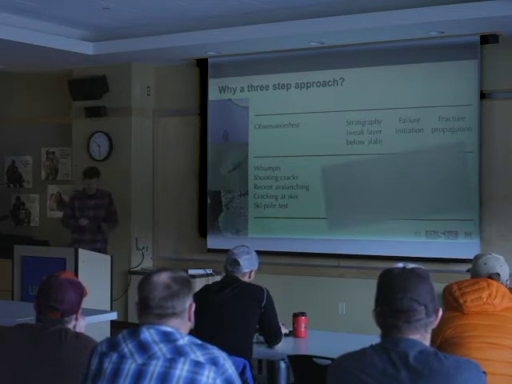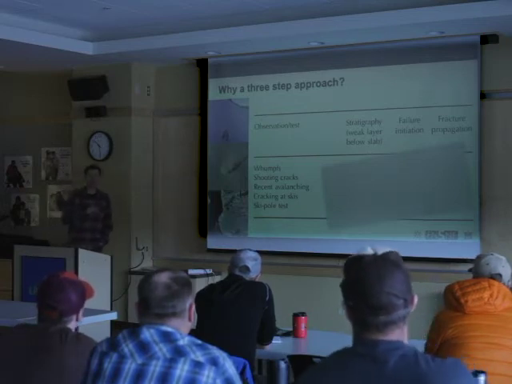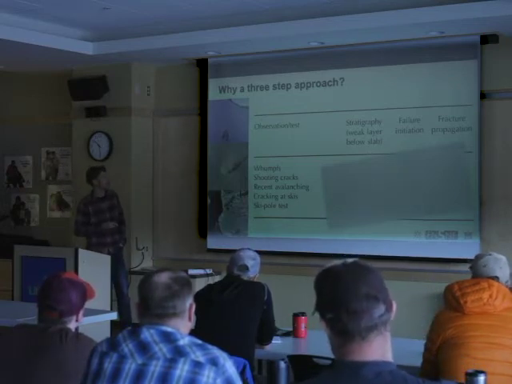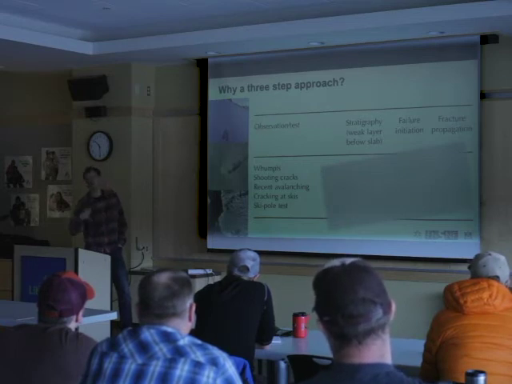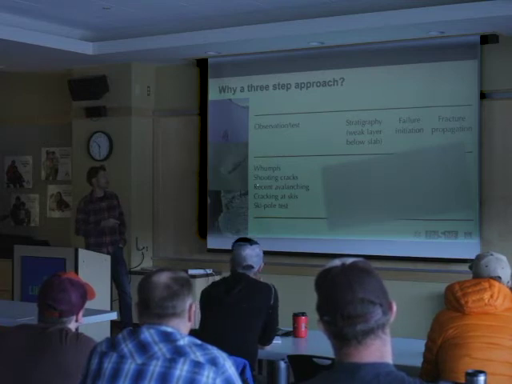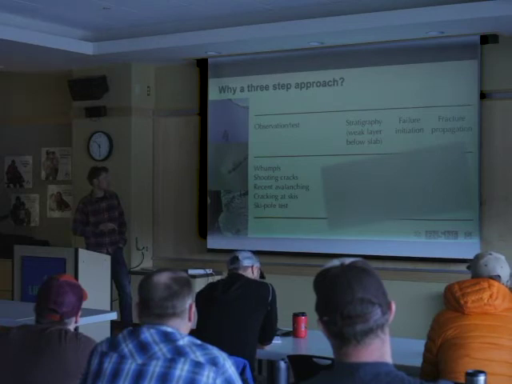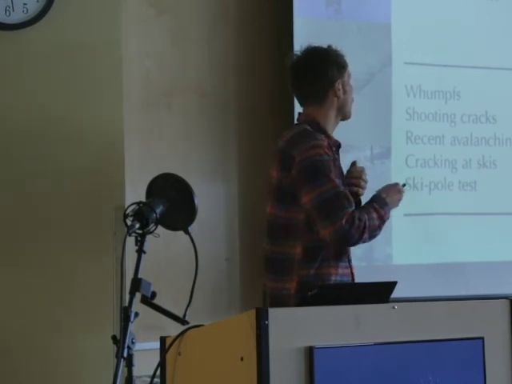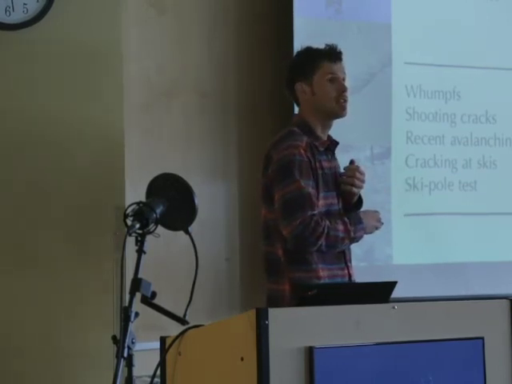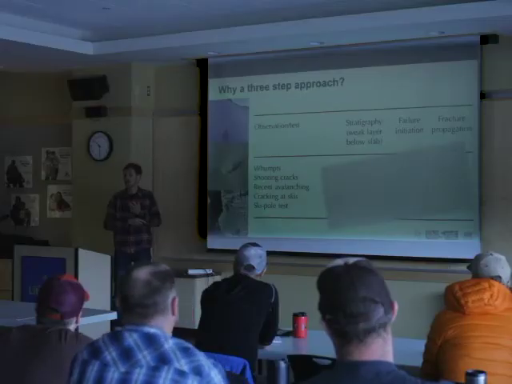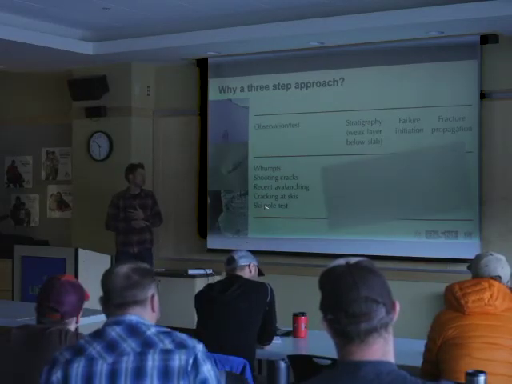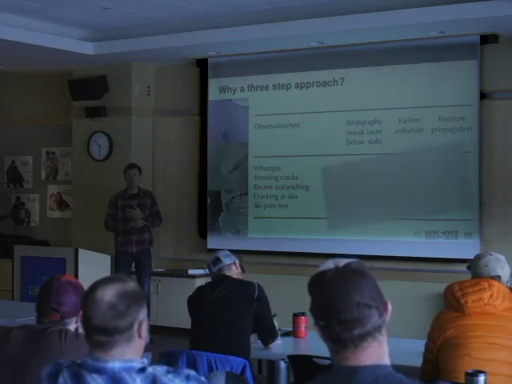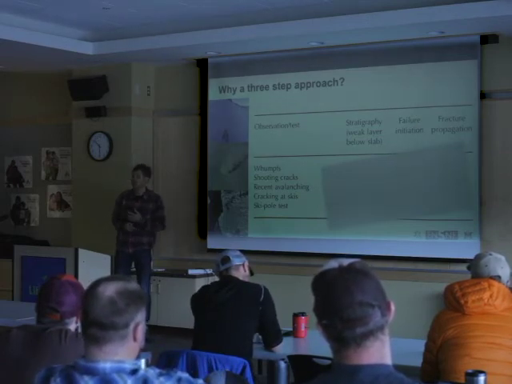And maybe you remember this table that Jörg and Bruce presented, I think at an ISSW, later in a paper. They said there are simple observations that we make when we're traveling: the bumps, the shooting cracks, the recent avalanching. Maybe we see cracking at the skis, or we can do the ski pole test. Now take a moment or two and think about what information you get from these observations. What observation gives you information about stratigraphy? What tells you anything about initiation? Which ones tell you something about fracture propagation?